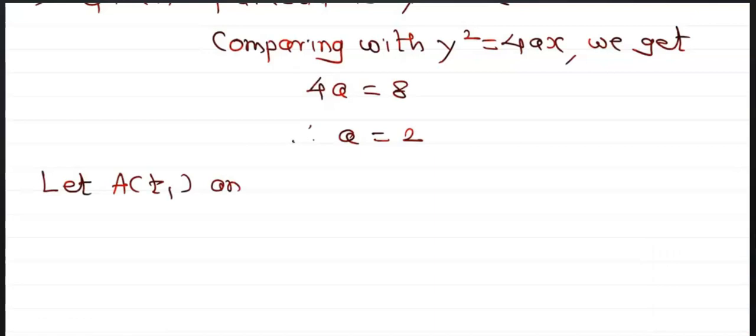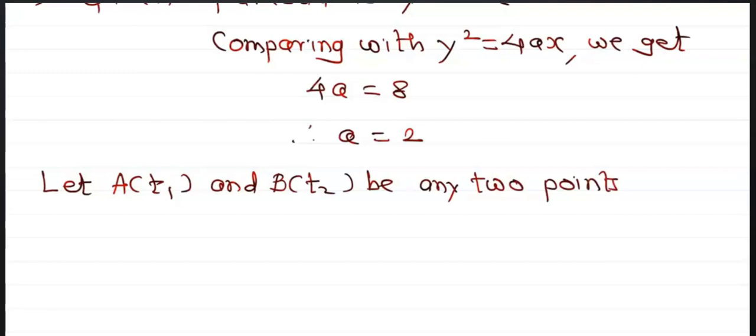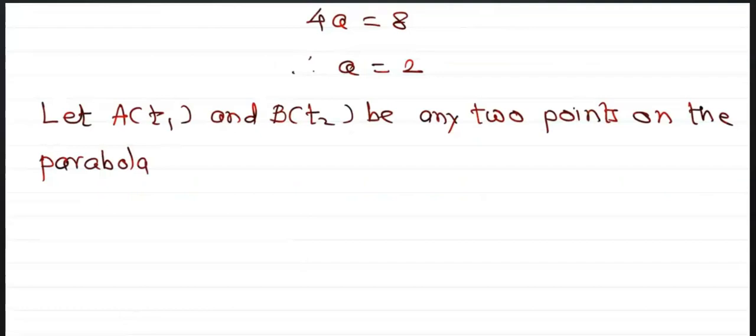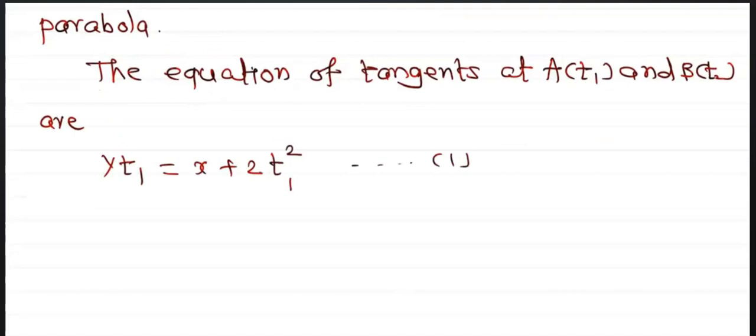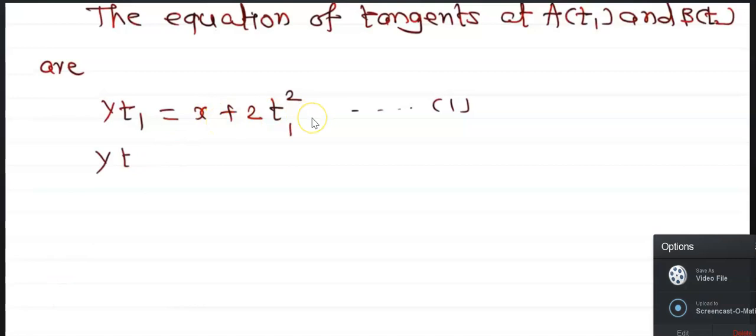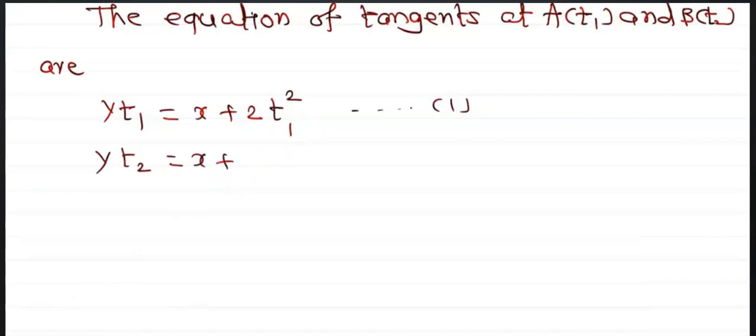Let at1 and at2 be any two points on the parabola. The equations of tangents at at1 and at2 are y t1 is equal to x plus 2t1 square. This is in the parametric form. And y t2 is equal to x plus 2t2 square. This is equation number 2. Here a is equal to 2.